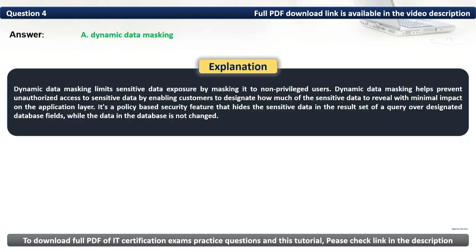Dynamic data masking limits sensitive data exposure by masking it to non-privileged users. Dynamic data masking helps prevent unauthorized access to sensitive data by enabling customers to designate how much of the sensitive data to reveal with minimal impact on the application layer. It is a policy-based security feature that hides the sensitive data in the result set of a query over designated database fields, while the data in the database is not changed.